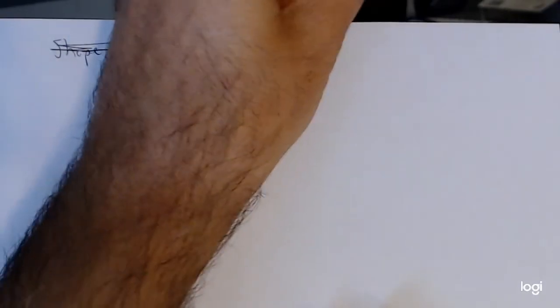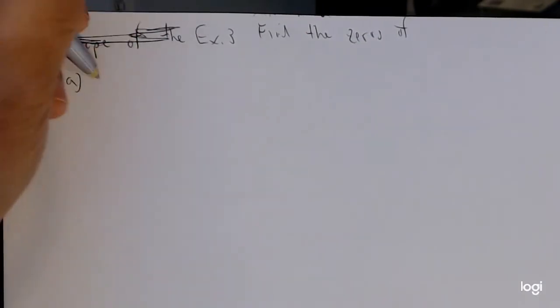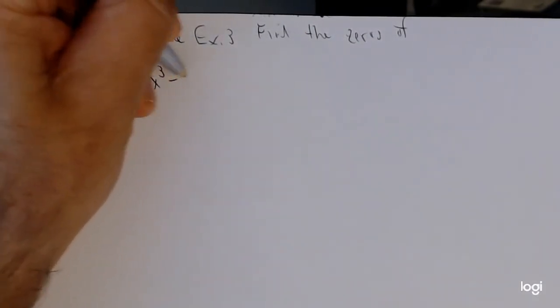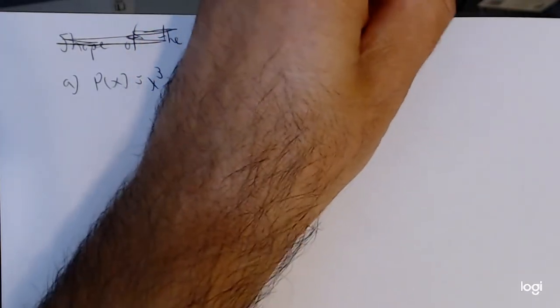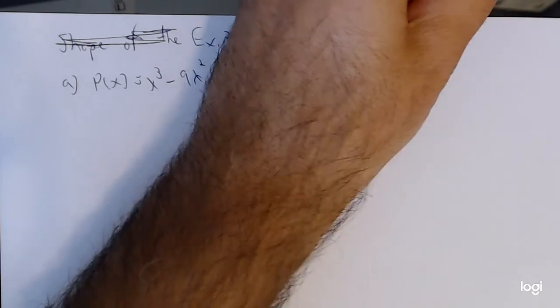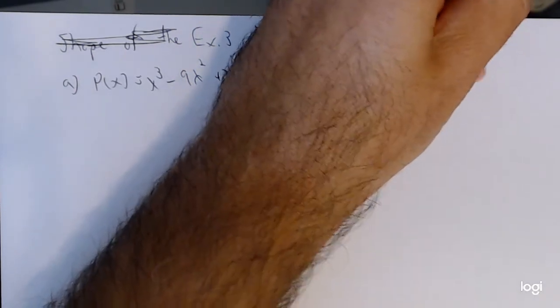Okay, so moving on. Now we care about the shape of, oh sorry, we have an example to do before we talk about the shape. So example 3: find the zeros of, and let's write these out. A is P of x equals x cubed minus 9x squared plus 20x, and B is P of x equals 3x to the 4th minus 5x cubed plus 20x.